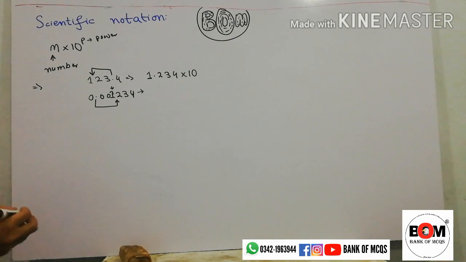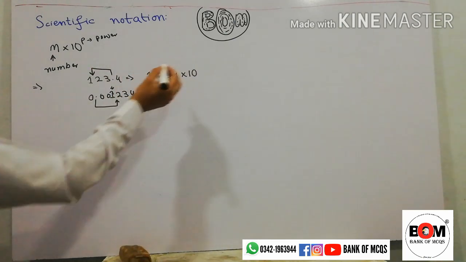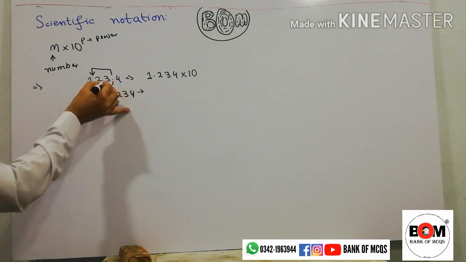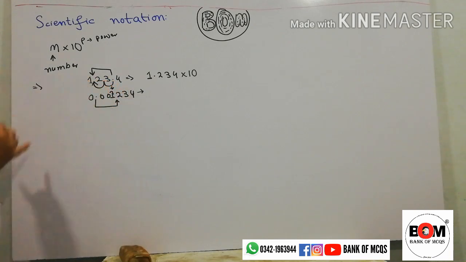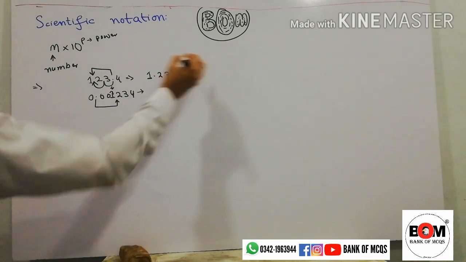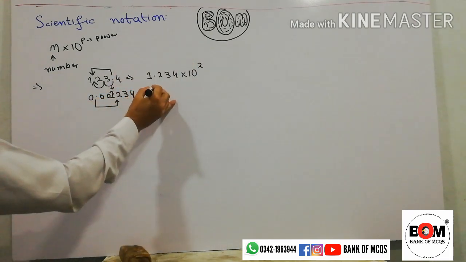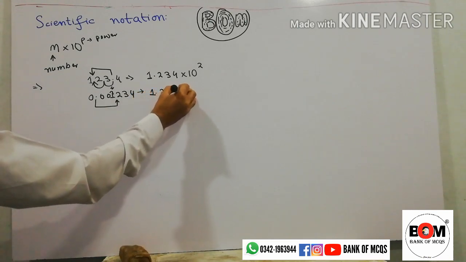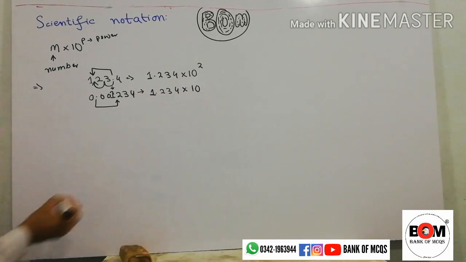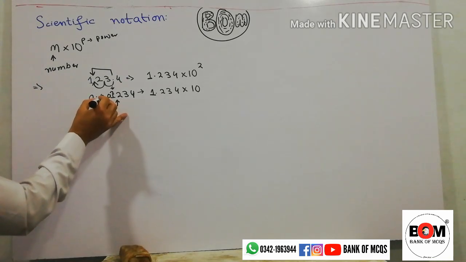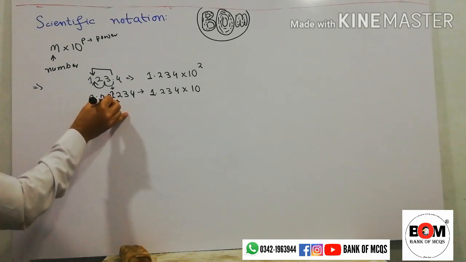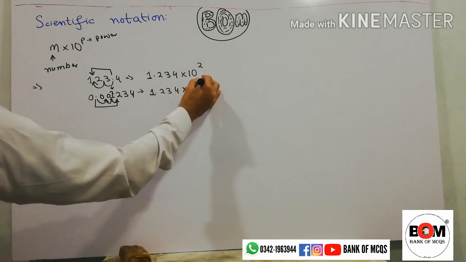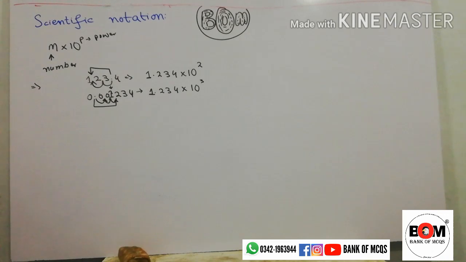Now what will be the value of the power? The value of the power depends on the movement of the decimal. So here the decimal moved along one number and two numbers, so the power will be 2. The next case is 1.234 multiplied by 10 raised to the power. Here also the power depends on the movement of the decimal. So here it covers one number, then the second 0, then 1. So it has covered 3 digits, so the power will be 3.